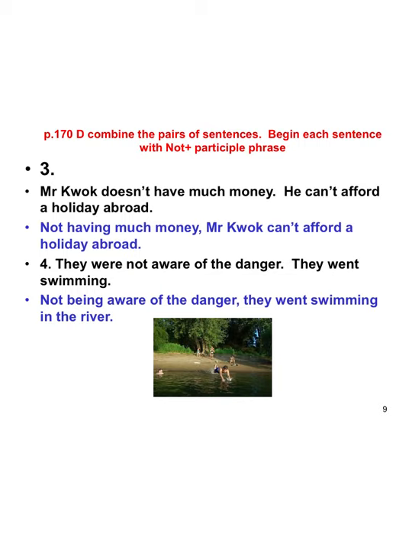So number 3 answer, not having much money. That is the participle phrase. Mr. Kwok can't afford a holiday abroad. Number 4, not being aware of the danger, they went swimming in the river.